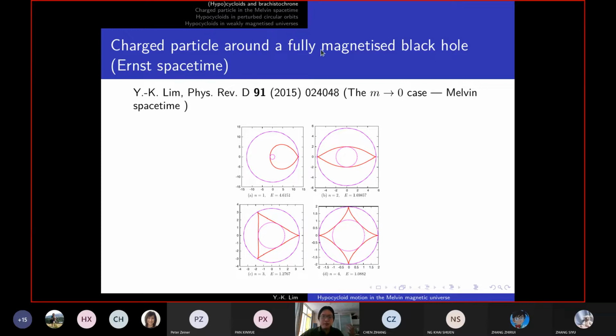I was solving a problem about the fully magnetized black hole, the Ernst spacetime, but in one section, I focused on a case where m equals 0. So there's no black hole in this spacetime, just a magnetic field. It's the Melvin universe actually. But it's just one short section, and I was simply looking for orbits with sharp corners. Some fun shapes you can see here: something that looks like an eye, this one looks like a triangle, but this is the one that was very familiar to hypocycloids. At that time, I didn't know much about hypocycloids yet, and it just looked the same.